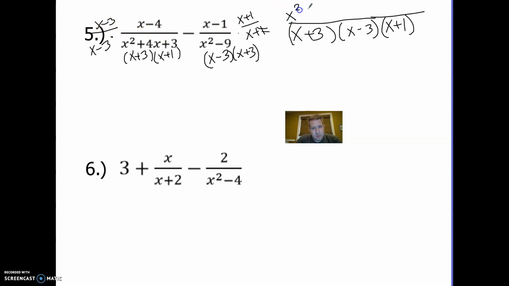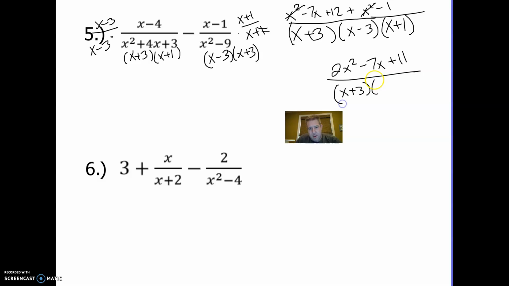So that's going to be x squared. Outer's 4, inner's negative 3x makes x, and then last is negative 12. And then if I multiply these, that's going to give me x squared, outer's 1, inner's negative 1, so those cancel, and then negative 1 at the end. All right, so if I combine those like terms, x squared plus another x squared makes 2x squared. Minus 7x, and 12 minus 1 makes 11. All over x plus 3 times x minus 3 times x plus 1.